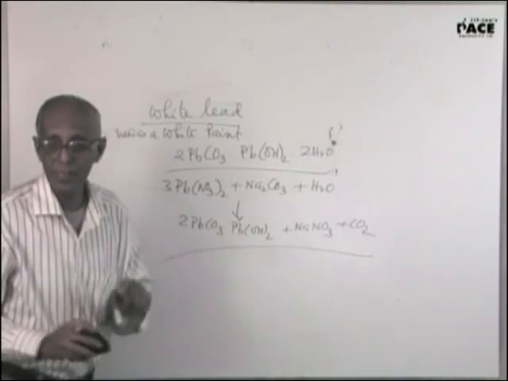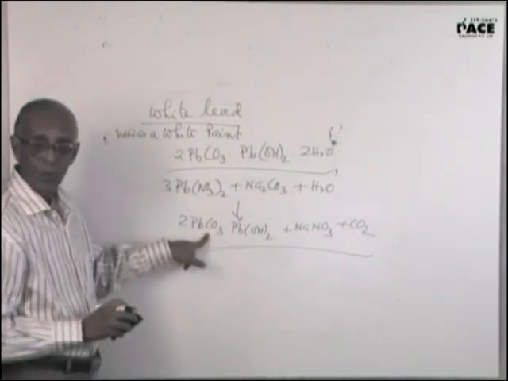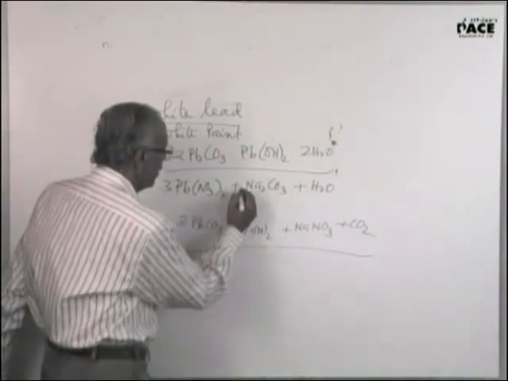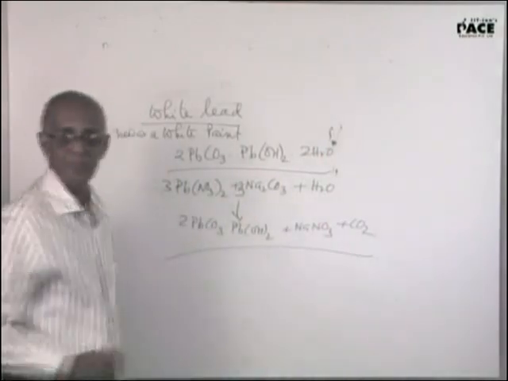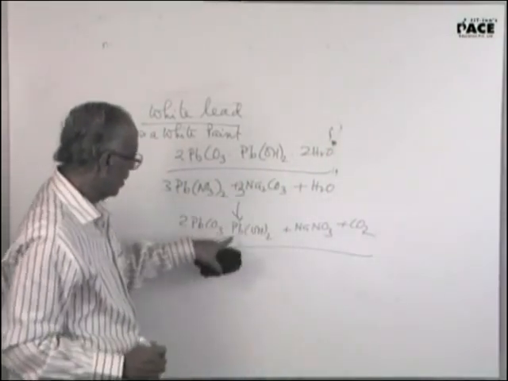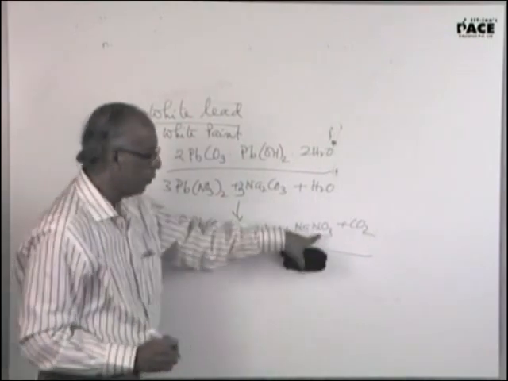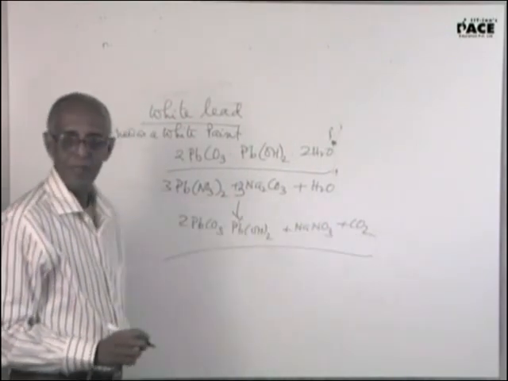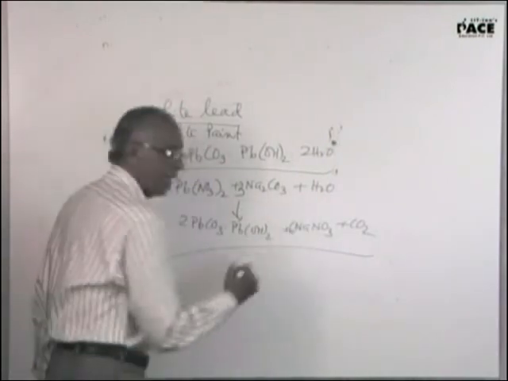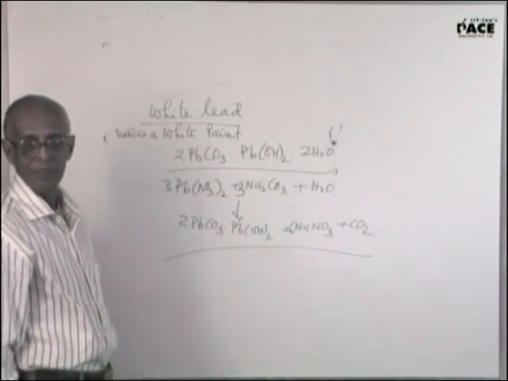How many carbonates are there? 2 plus 1 carbon dioxide. So I need 3 sodium carbonate. That takes care of 3 carbon, 2 carbon here and 1 carbon here. Yes. 6 and 8. I will have 6 moles of sodium nitrate.